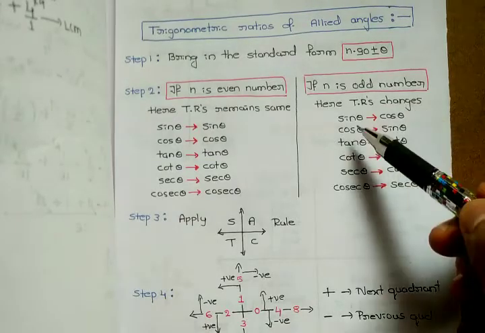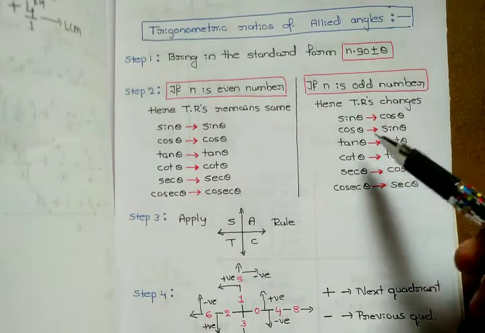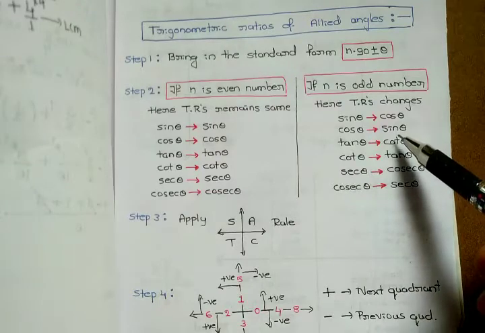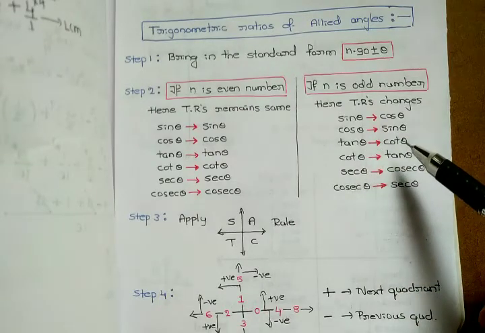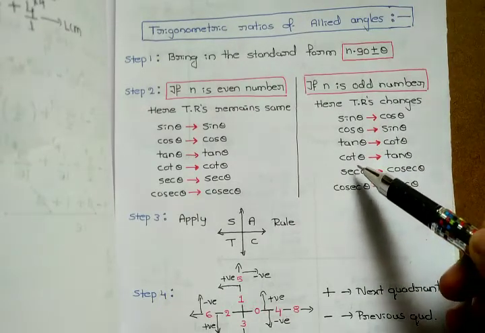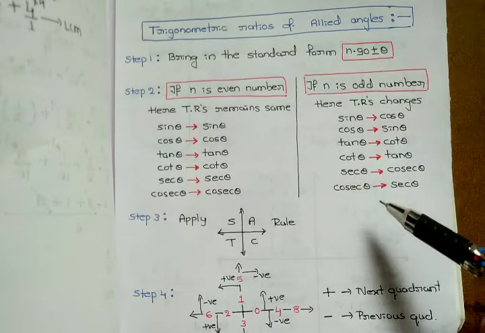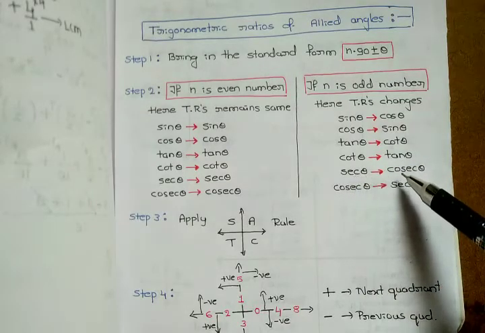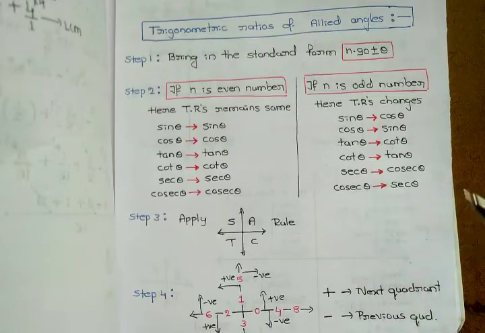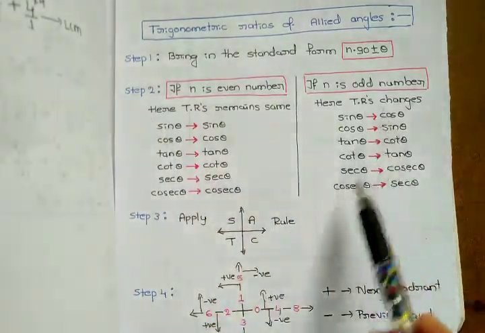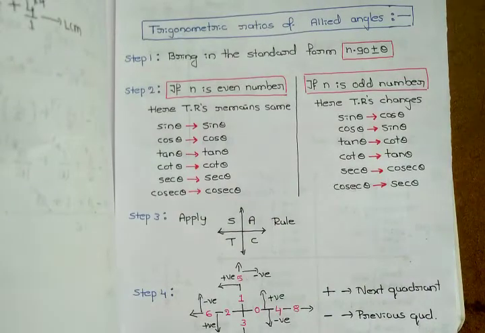How is it going to change? Sine changes to cos, cos changes to sin, tan changes to cot, cot changes to tan, sec changes to cosec, and cosec changes to sec. So this is the second point you need to remember.